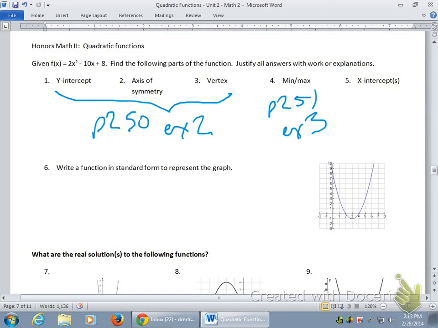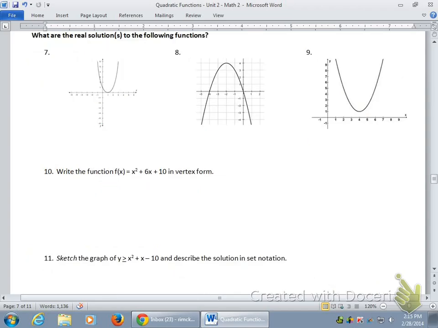And if you missed number 5, really page 259 is a great place to look, and page 271. Extra help on number 6, a great place would be page 268, example 1. All right, these answers here, 7, 8, and 9, page 263 is a great place to look, 14 through 19, those are the types of problems.